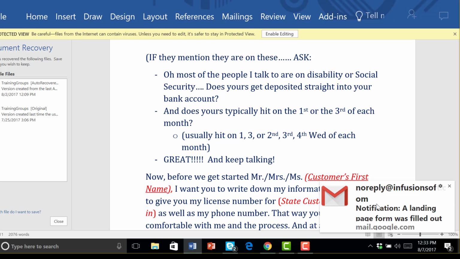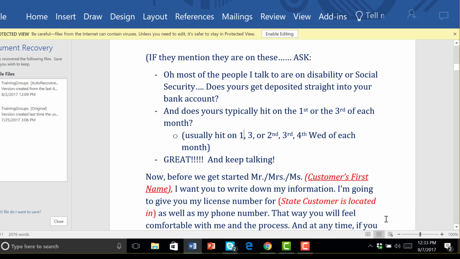Just so Diane and whoever else ordered a landing page, that pop-up right there, that's what that looks like. So we just had somebody look at a landing page. I love getting those. Anyway, my ADD just kicked in there.